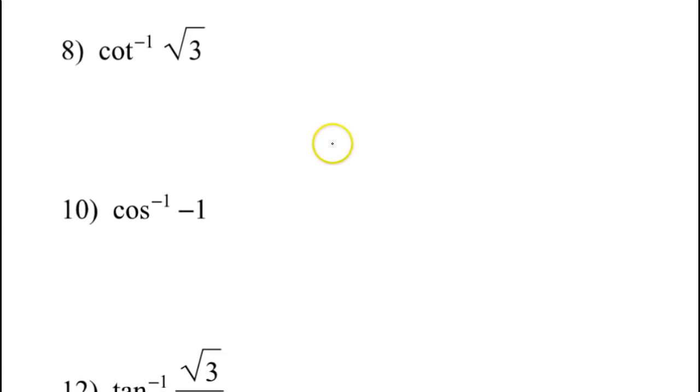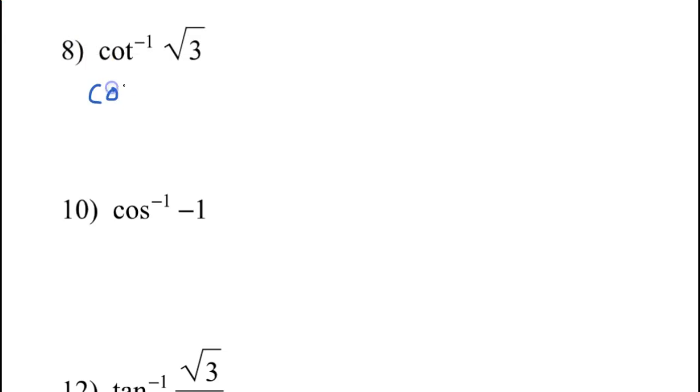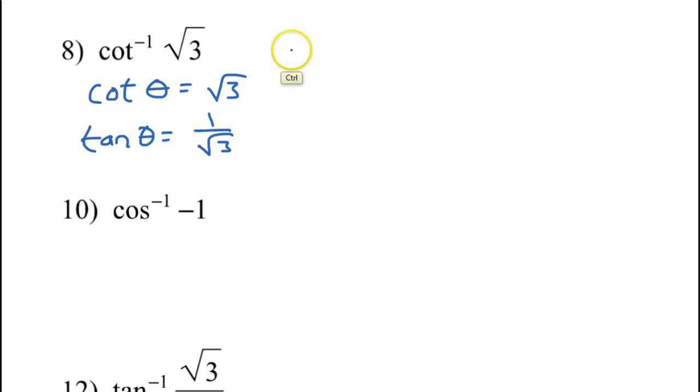Okay, how about number 8? Inverse cotangent of radical 3. So you should be asking yourself, okay, the cotangent of what angle is equal to radical 3? Well, I'm more familiar with tangent, so I'm going to ask myself the tangent of what angle is equal to 1 over radical 3. This is something that I have memorized. That is pi over 6. So the reference angle is pi over 6. Now, is that going to give me positive 1 over radical 3? Yes.